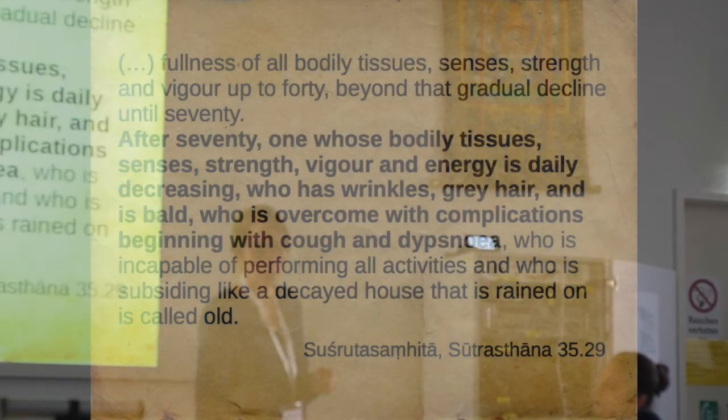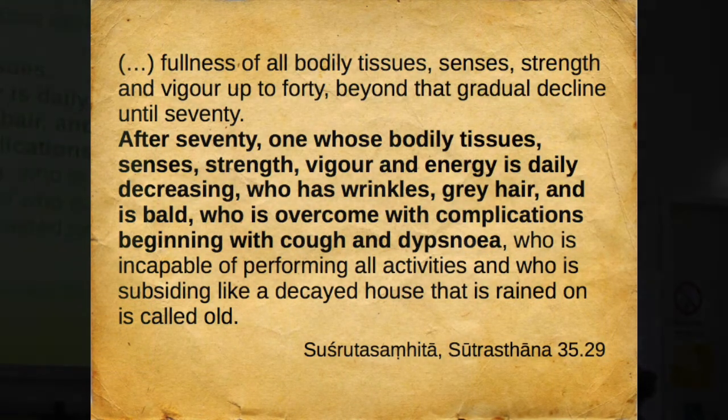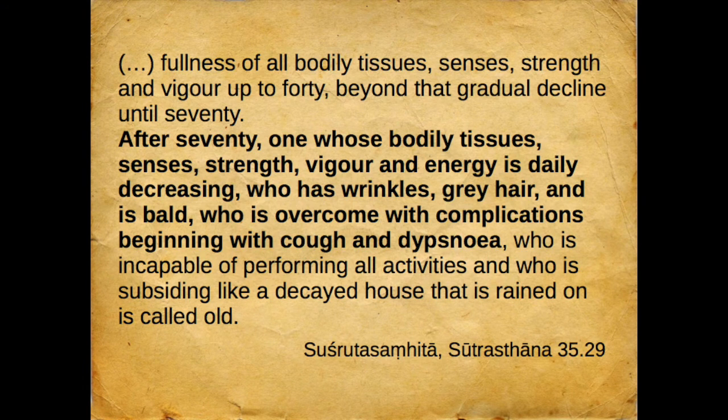So what kinds of diseases are mentioned? Now, thinking of Rasayana as something that's to do with longevity, rejuvenation, anti-aging, and so on, the idea of age-related disease comes up. And there's a definition, again, in the Sushruta Samhita, this early century CE work, where the author talks about the stages of life, and this is a passage that my colleague Dagmar will be speaking about in more detail later. But the thing that I want to point to here is the sentence: after 17, one whose bodily tissues, senses, strength, vigor, and energy are daily decreasing, who has wrinkles, grey hair, and is bald, who is overcome with complications beginning with cough and dyspnea, is called old.